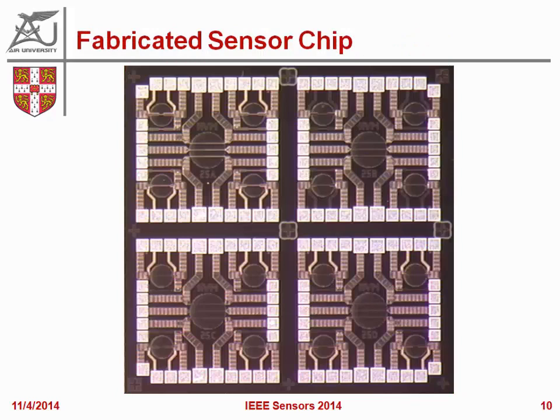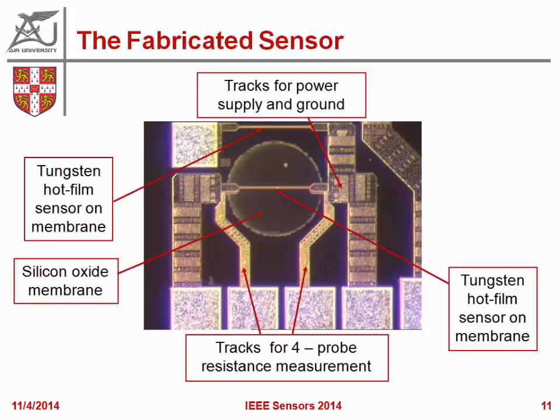All these membranes are silicon oxide membranes, back etched through a single deep reactive ion etching step. The pads are used not only to power the hot film, but also to do the 4 probe measurements, because the sensors have very small resistance, and the resistance changes are very important for sensor functionality.